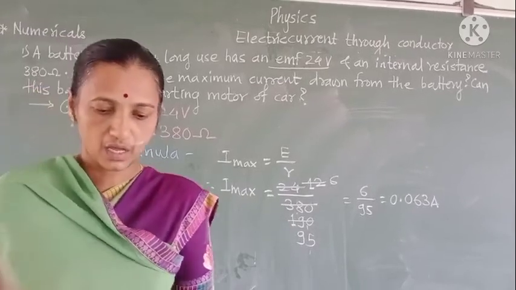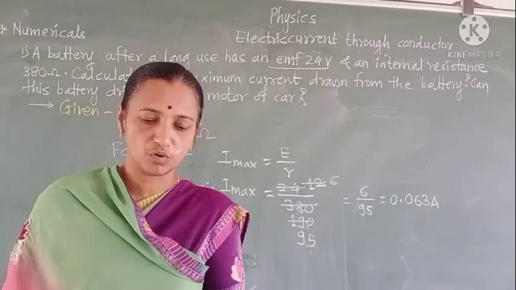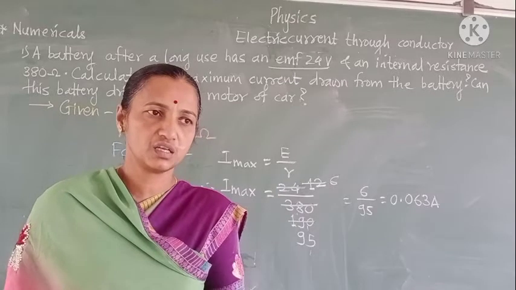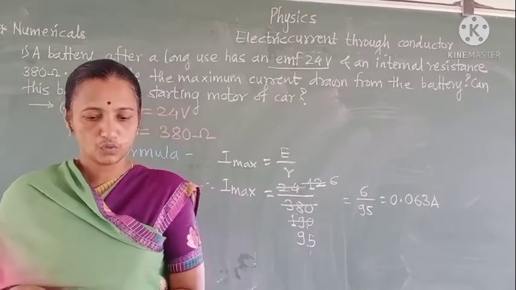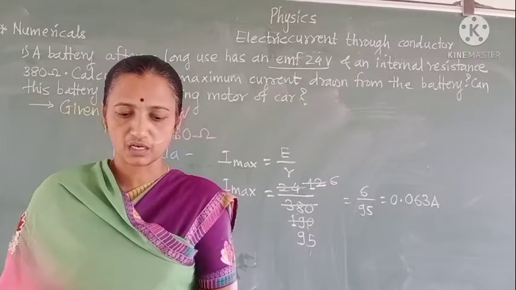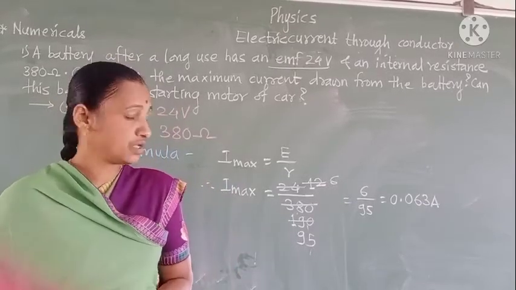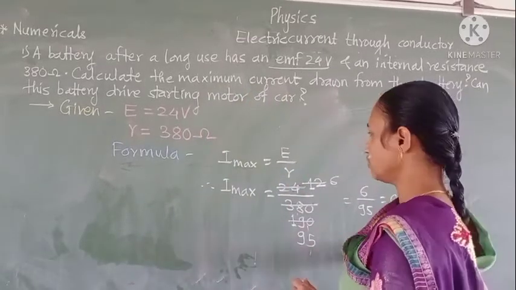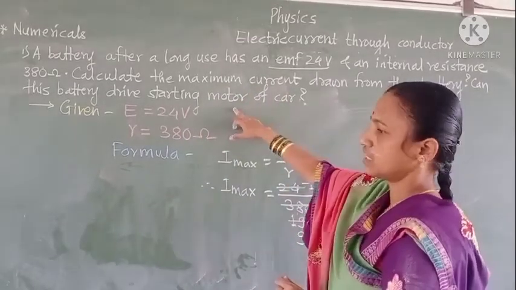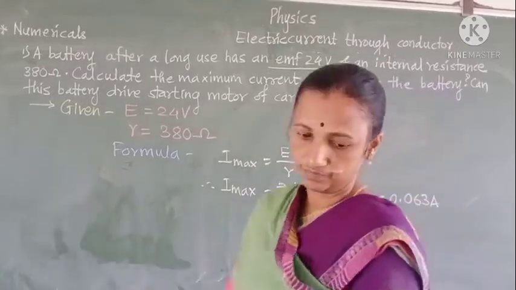0.063 ampere. As the value of the current, 0.063, is very small compared to the current required to run the starting motor of a car, this battery cannot be used to drive the motor. Means this battery cannot be used to drive the starting motor of the car.